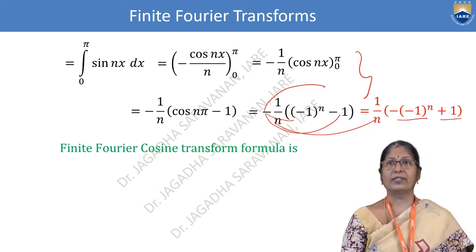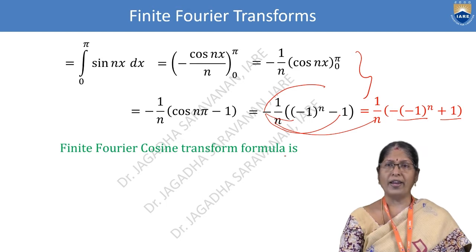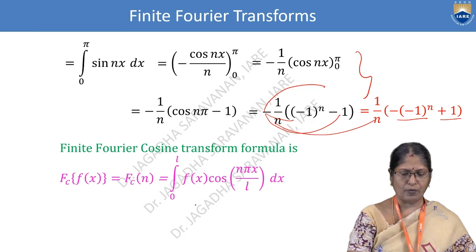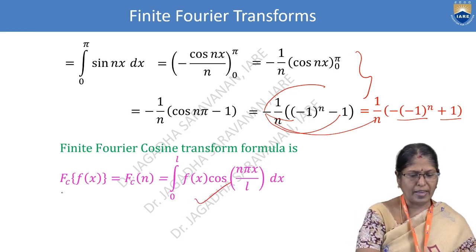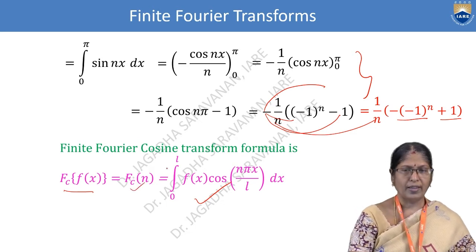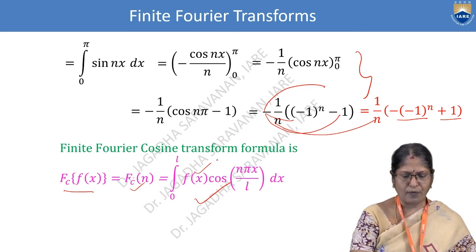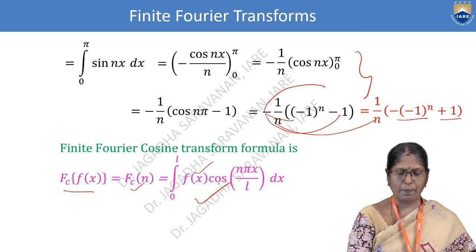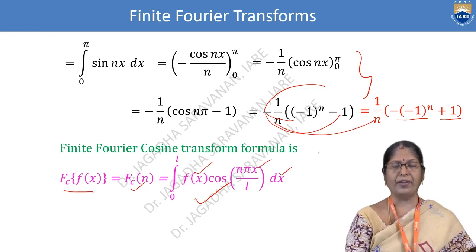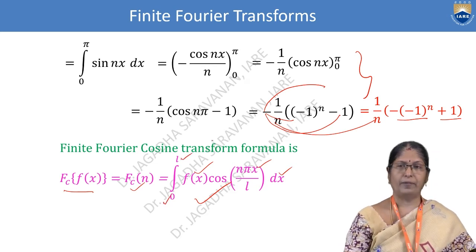The question asks one more, the finite Fourier cosine transform formula. So the formula is Fc of f of x equal to Fc of n equal to the integral of f of x, which is multiplied by cos of n pi x by L dx, from 0 to L.